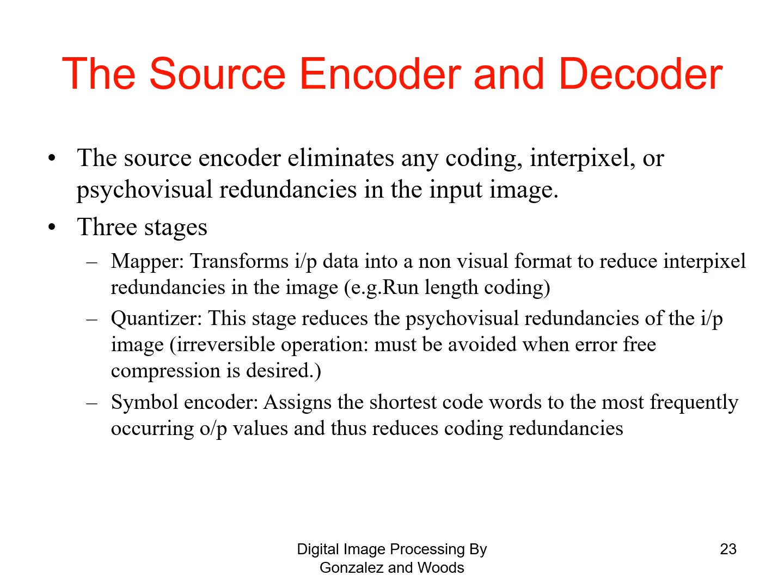Third is the symbol encoder, which assigns the shortest code word to the most frequently occurring gray level value and thus reduces coding redundancies. This is used for Huffman coding. This is what I told you: you count the frequency of occurrence of a particular gray level value. For a more probable value, you assign the lowest number of codes, and for less probable values, you assign more number of codes.